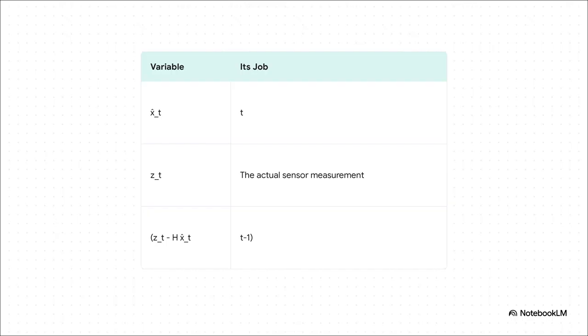Let's look at that term in the parentheses. That's called the innovation, or my favorite way to think of it, the surprise. Our measurement, Z sub T, was 20 cars. Our prediction was 18. So the surprise is the difference, 2 cars. This is the new information. We then multiply the surprise of 2 cars by our Kalman gain to decide just how much to nudge our original estimate of 18. If we trust the camera a lot, we might nudge it almost all the way to 20. If we don't, we might only nudge it to 18.5.